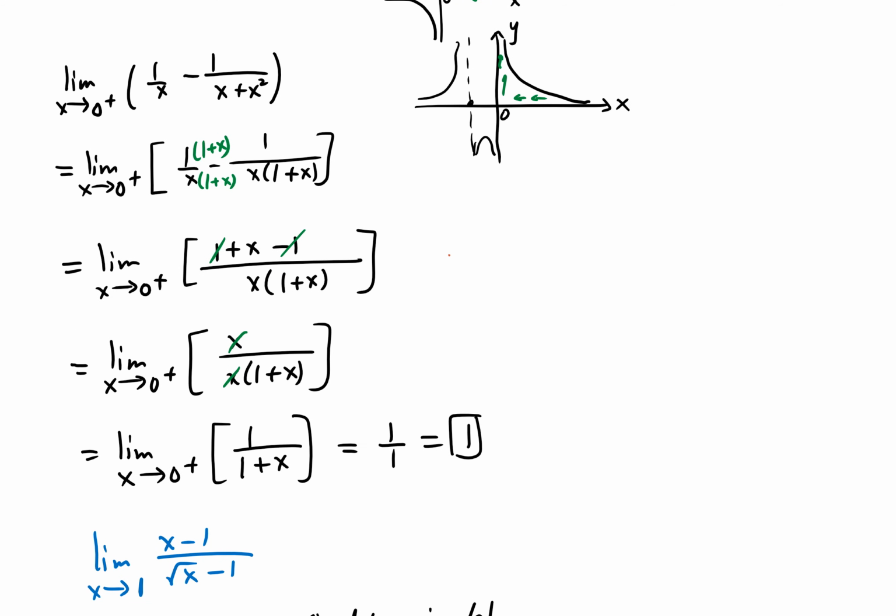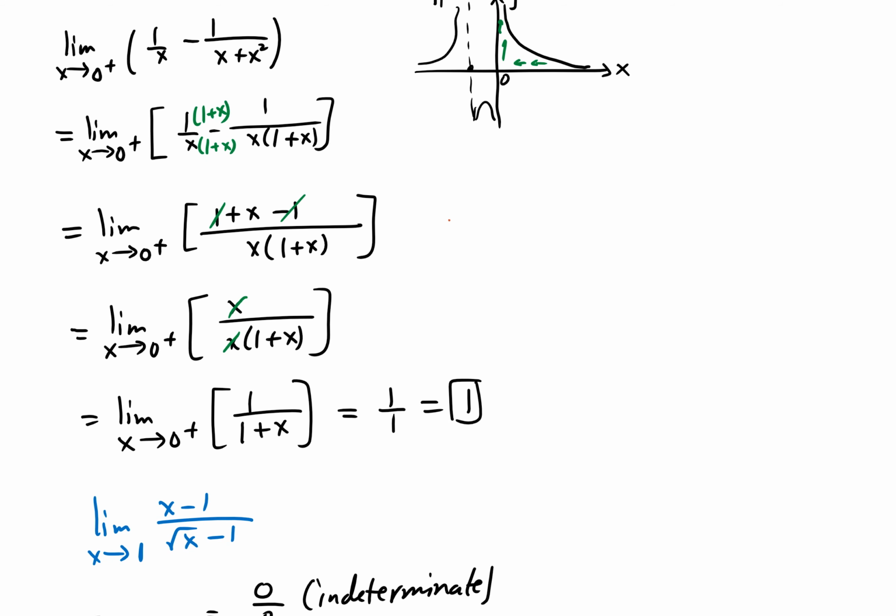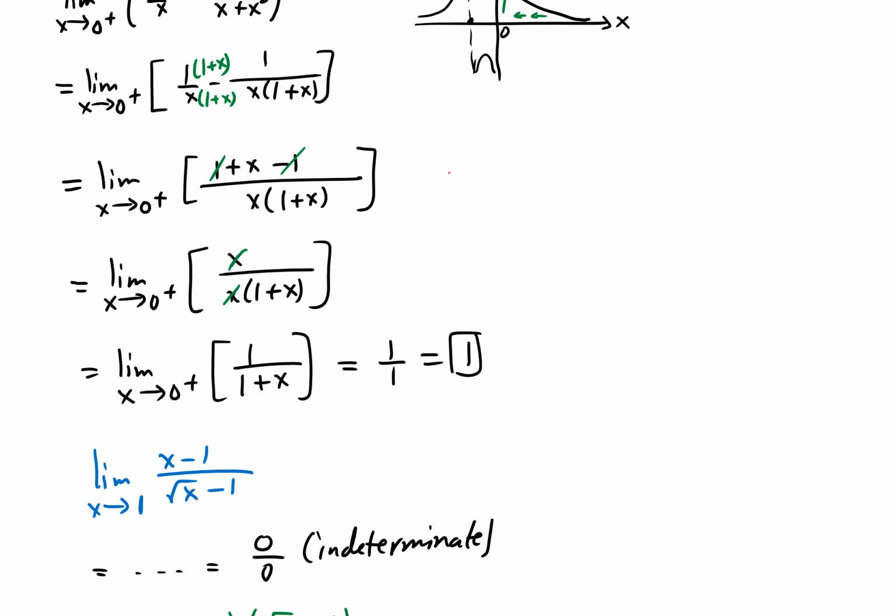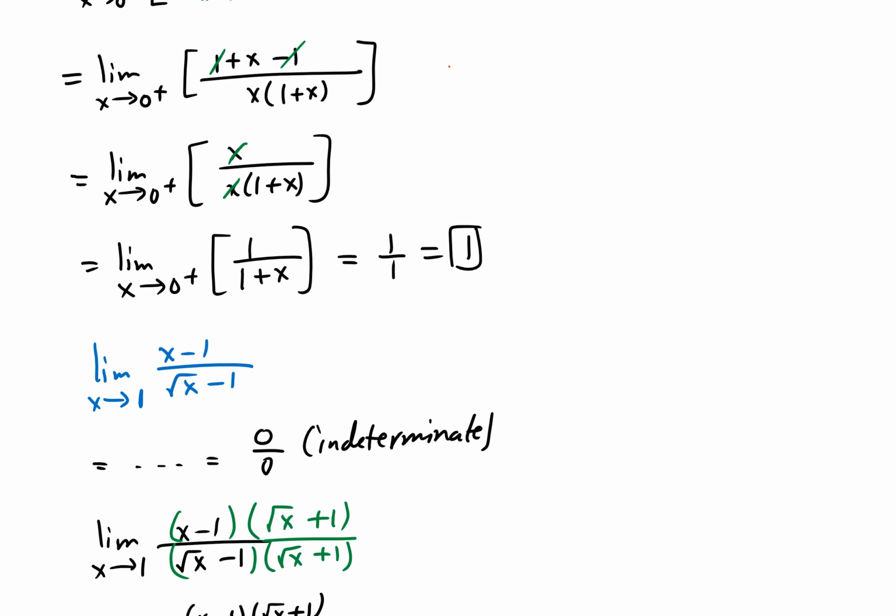Next one, if you are able to see it, the limit as x approaches 1 of (x minus 1) over (the square root of x minus 1). So if you try to find the limit of that and go through this step by step, what do we get? Okay, what do we get for that? We're going to get 0 over 0, right? So what do we need to do here? We can rationalize by multiplying top and bottom by the conjugate.